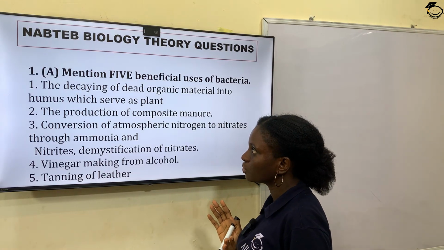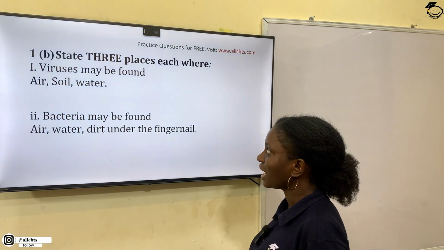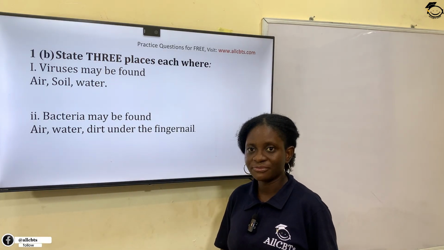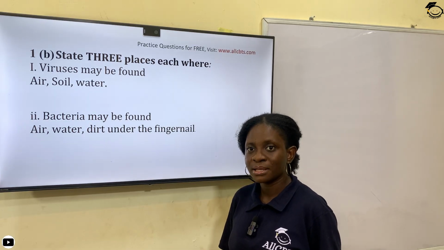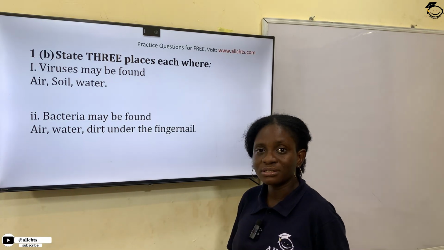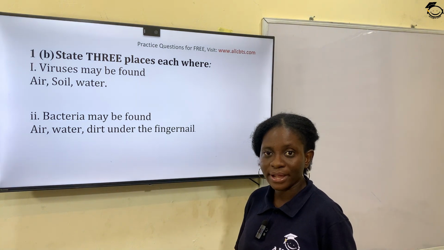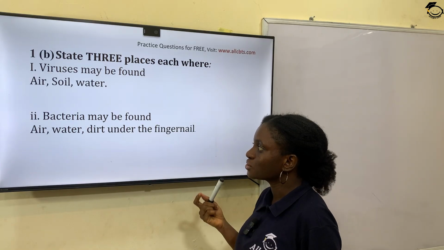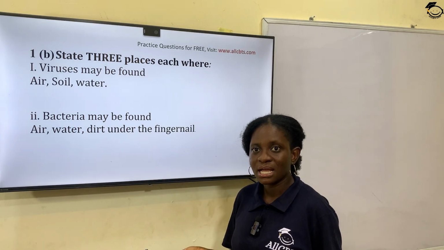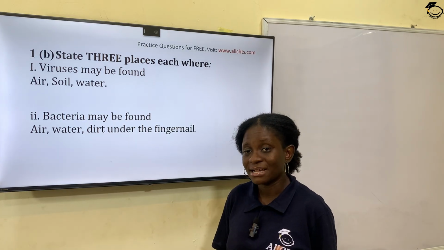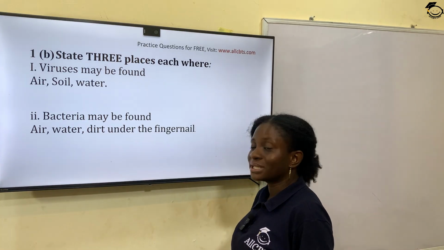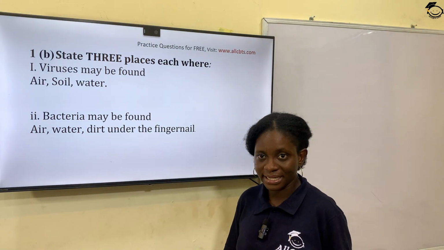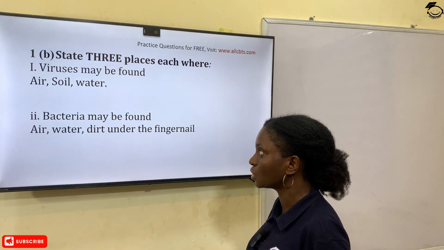Question 1b. State 3 places where virus may be found. So where can virus be found? Viruses may be found in air, in soil, and water. Also, state 3 places where bacteria may be found. Bacteria are known to be ubiquitous. They can be found everywhere. So they are found in air, water, under dirty fingernails, in food, and contaminated food also.